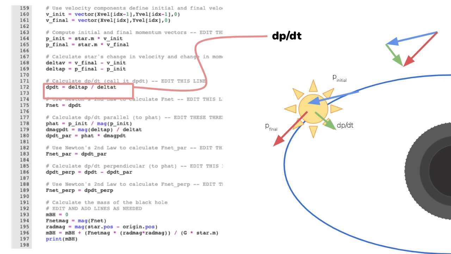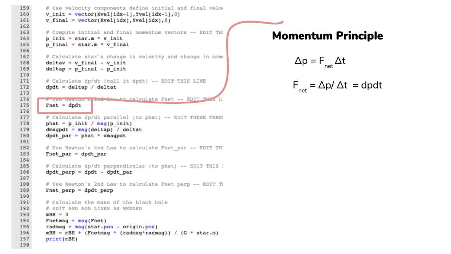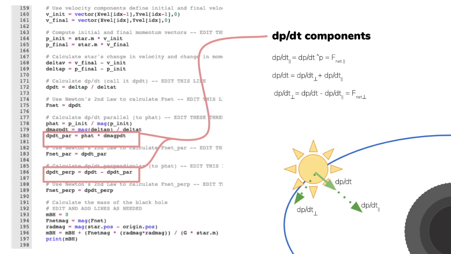Analyzing the change in momentum over the change in time will be useful in solving for unknowns, such as net force. So net force we're actually going to set equal to dp/dt. This is acceptable because manipulating the momentum principle shows us that net force is simply the change in momentum over time. So if net force is equal to dp/dt, their components are equal as well.